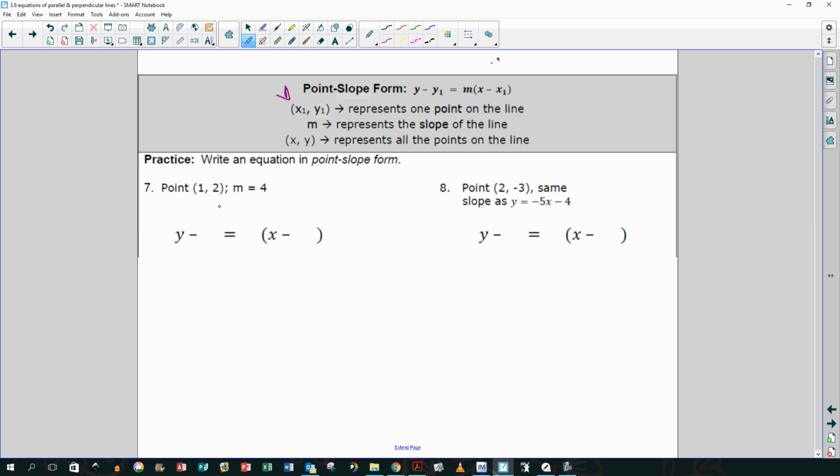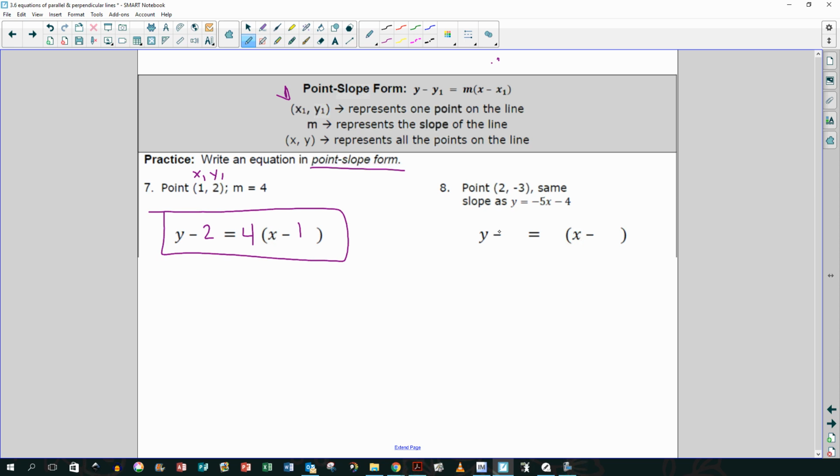So if I use this form here, this is my x1 and my y1. So m is 4, 2 would go here, and 1 would go here. So that would be the equation. Y minus 2, because it says to write it in point slope form. You have to have a point and a slope. That's why it's called point slope.